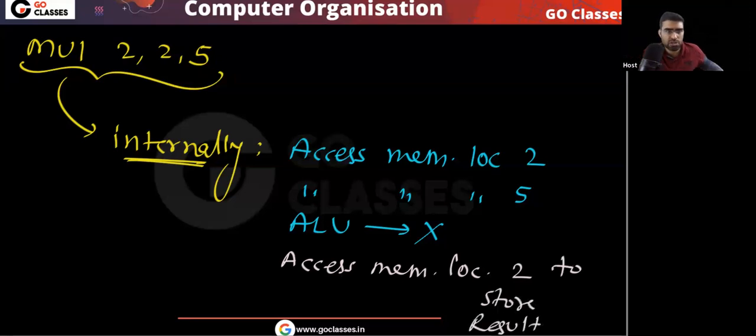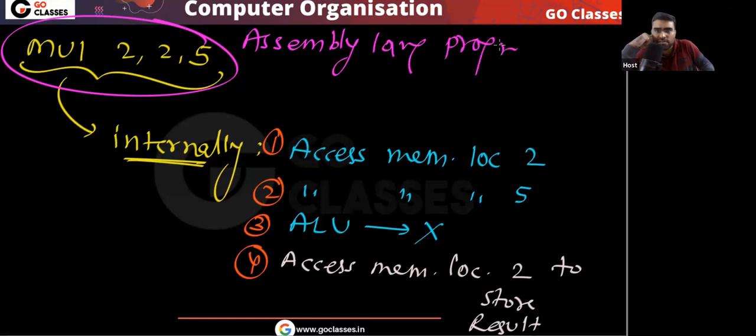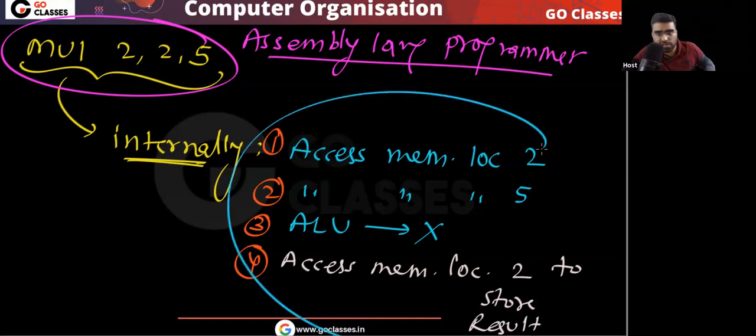Is this clear? So these are the things that will be done: steps 2, 3, 4. But how will the CPU know? Internally, these things will happen. This is what the programmer will write. The assembly language programmer's task is very easy: just write this instruction, and that's it. Now, internally, these things will happen.